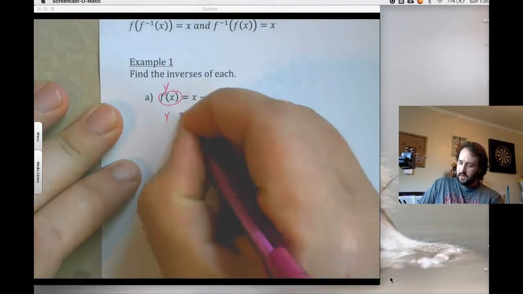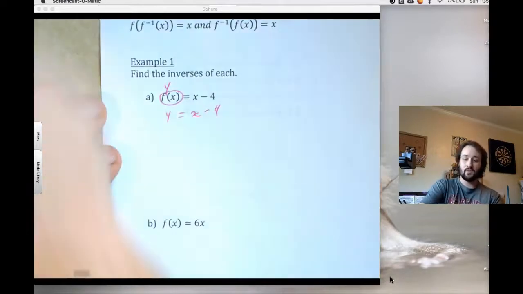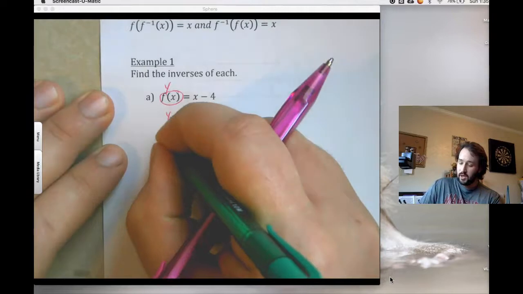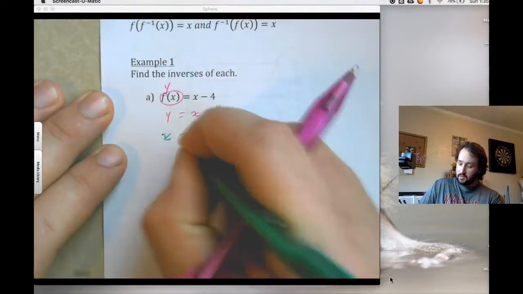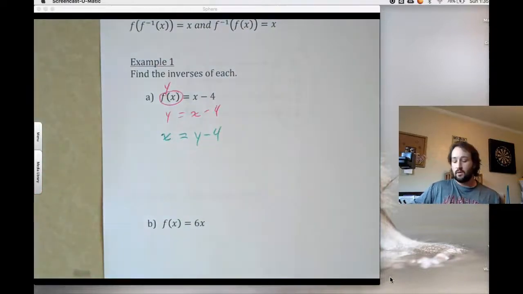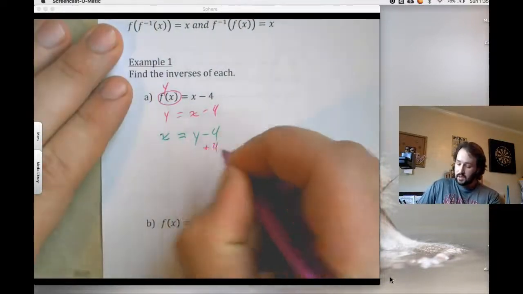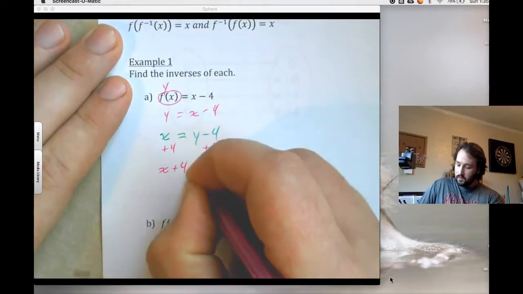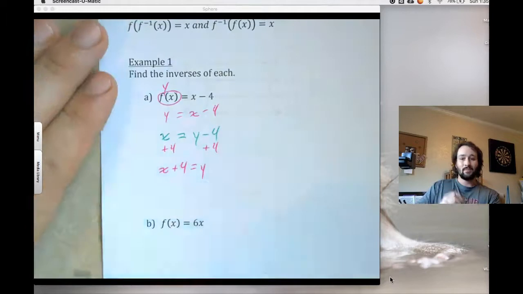So if I have y equals x minus 4, to find the inverse, we switch x and y exactly where they are. Do not change anything else about the equation. So this becomes x equals y minus 4. Then to find the inverse, all I'm going to do is resolve for y. If I add 4 to both sides, then I have x plus 4 equals y. So that is my inverse function.